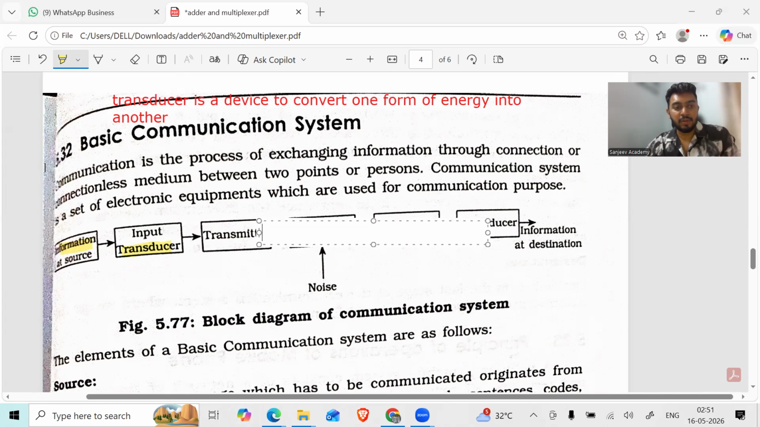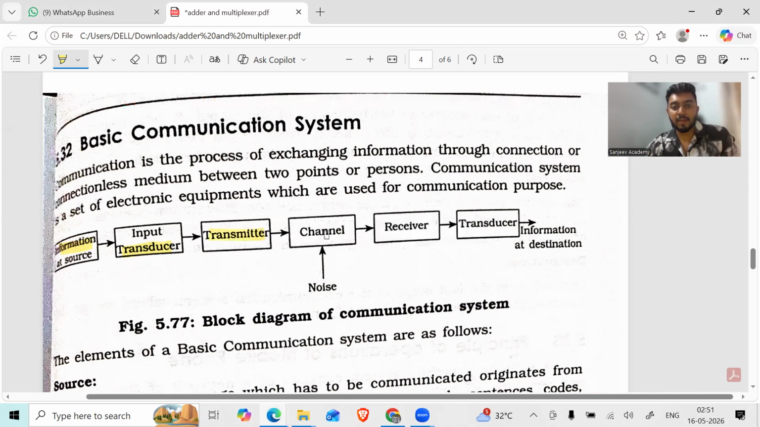Then it transmits using a transmitter. And there will be a channel. The channel can be of any medium. Here currently I'm using Wi-Fi. And as a receiver, you will be getting it.